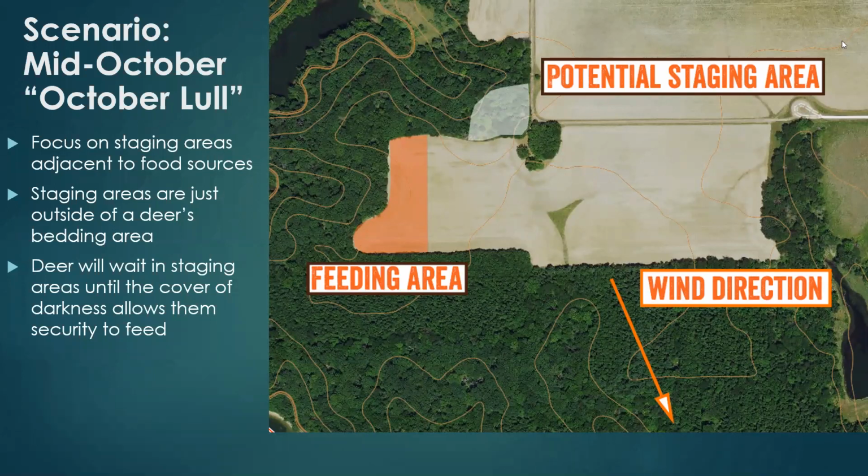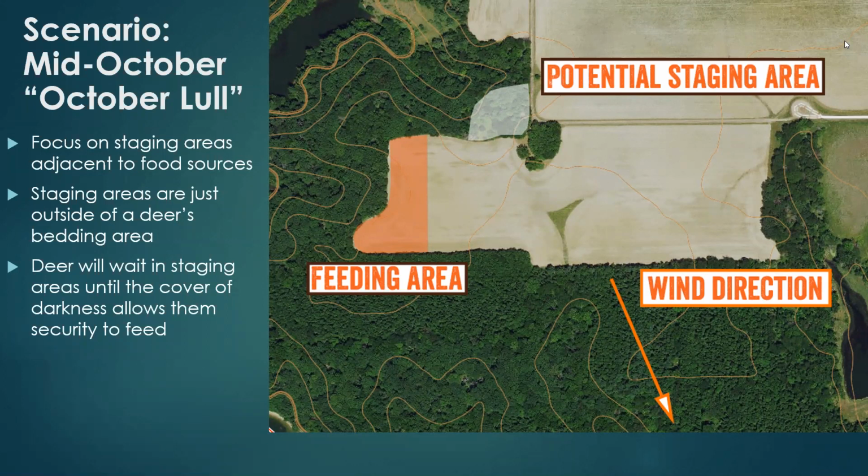I'm going to be focusing on staging areas. And you may ask, well, what's a staging area? It's generally a location just outside of the buck's bedding area where it's comfortable being in daylight. Obviously, we've been through deer season for a few weeks. Deer are starting to notice that people are in the woods. They're starting to notice hunters. And so they're getting a little bit more daylight sensitive.